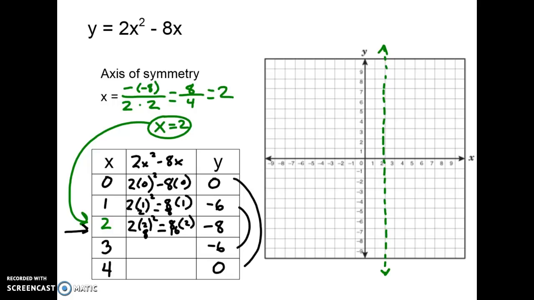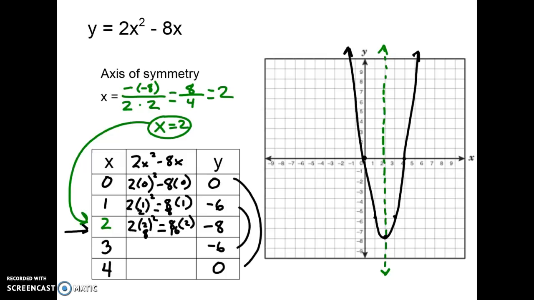So then we can plot those points. We have 0, 0, which is the origin, but it is not our vertex. We have 1, negative 6 down here. 2, negative 8, that's our vertex because it's on our axis of symmetry. Then we have 3, negative 6, and 4, 0. So you can see how this is symmetrical. Our parabola lines up with our axis of symmetry. We're able to draw our parabola like that.